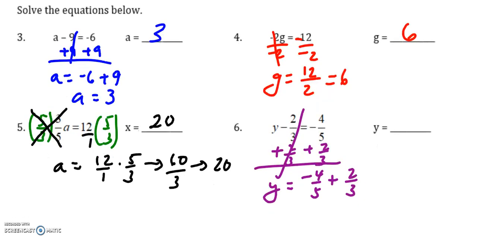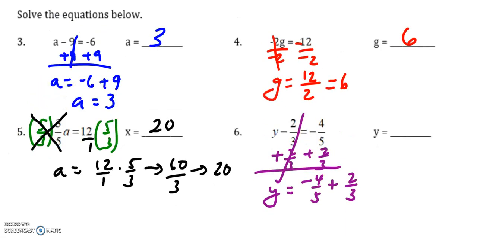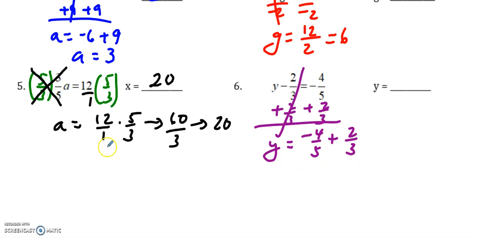Now, unlike the joys of number 5, where we saw the reciprocal, we're multiplying, we did not need a common denominator. However, over here on number 6, -4/5 plus 2/3, we do need a common denominator.